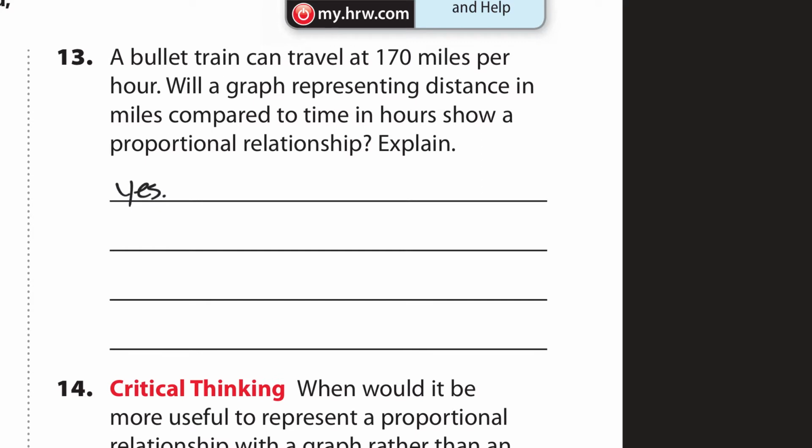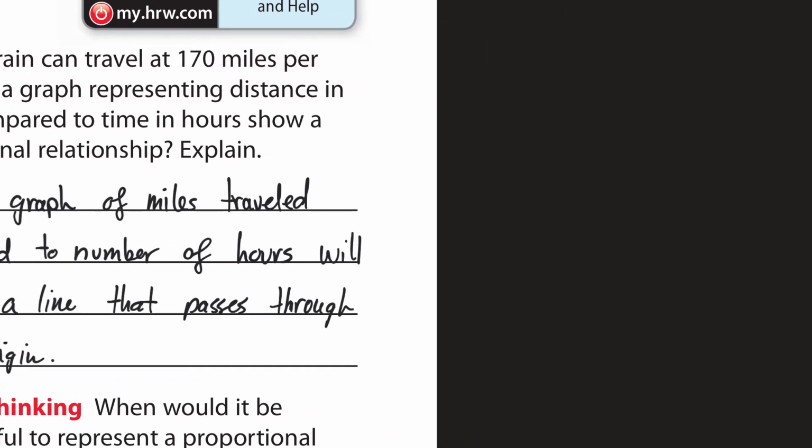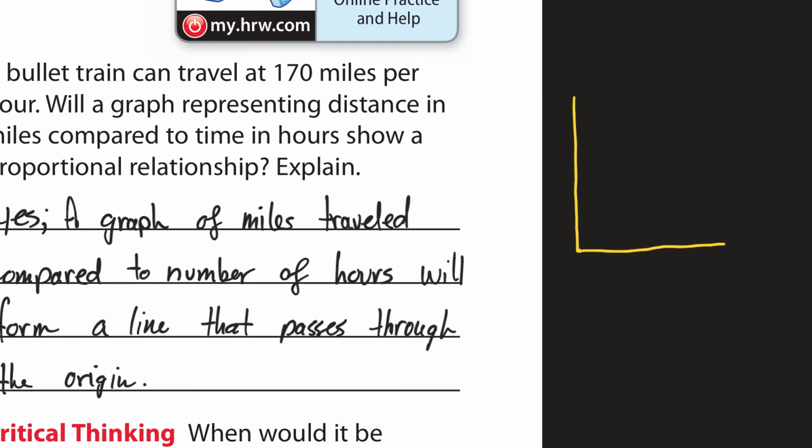I have a few things to say here, so let me just pause it for a moment. All right, so this is what I got. I said, well, yeah, a graph of miles traveled compared to the number of hours will form a line that passes through the origin. Let me show you what that means. Miles per hour, so this would be miles, and this would be hours.